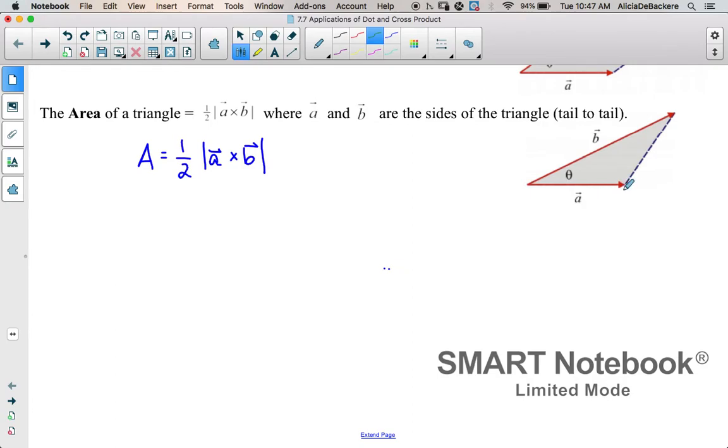Like somebody else could have called this vector A and this vector B, and it would be the same formula because the parallelogram now is just off to the other side of the vectors. So it's the same formula. It doesn't matter which two sides of the parallelogram that you have as long as your vectors are tail to tail and the angle is in between them.